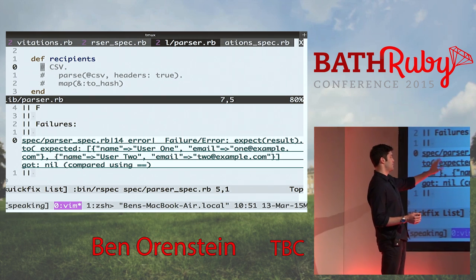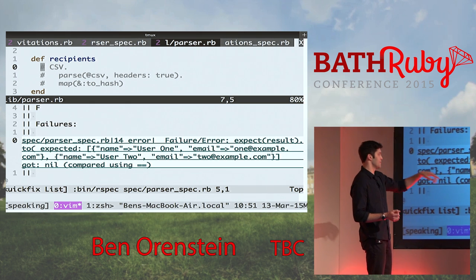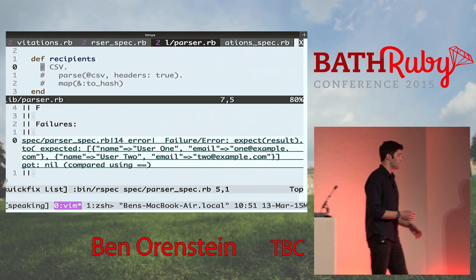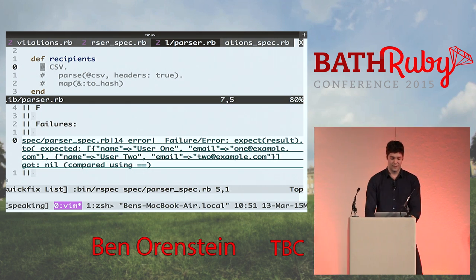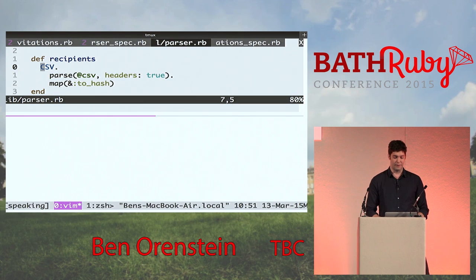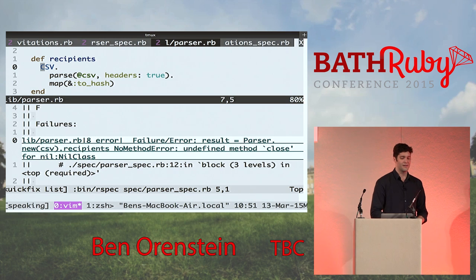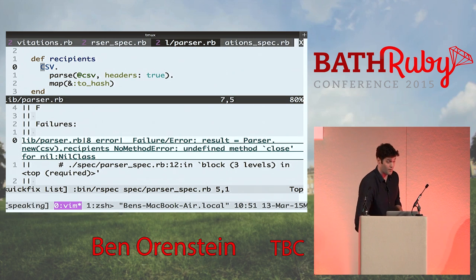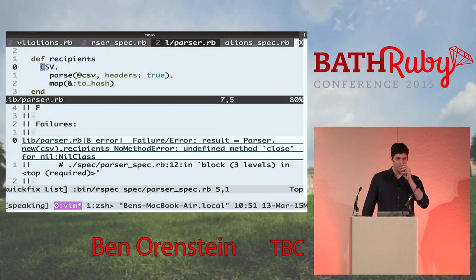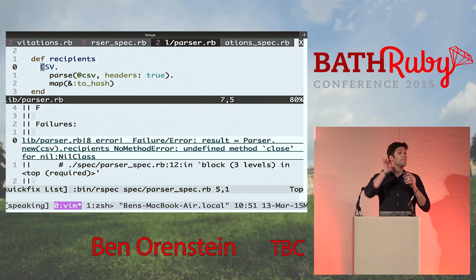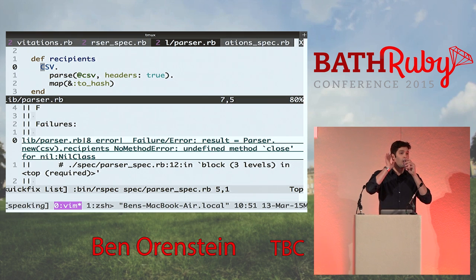We expected the result to be an array of hashes that looked like the array of hashes I typed up there. But we got nil, because the method has no body. So we uncomment this, and we run our test, and it blows up. Ah, does anybody know why that blew up? This is not a great error. Can you figure it out? It's admittedly a little bit confusing. Hmm? Yeah, just shout it out.